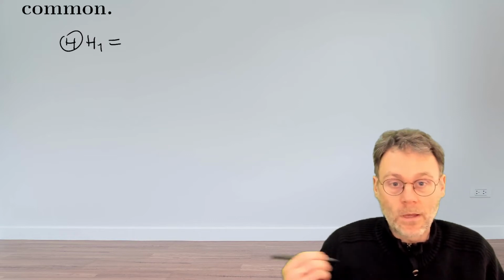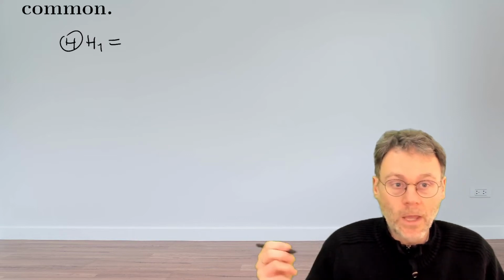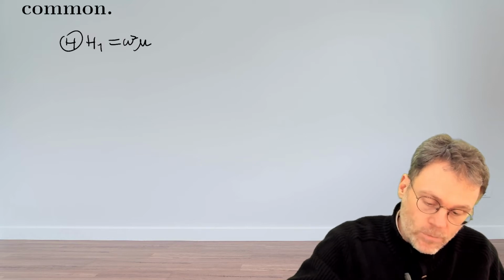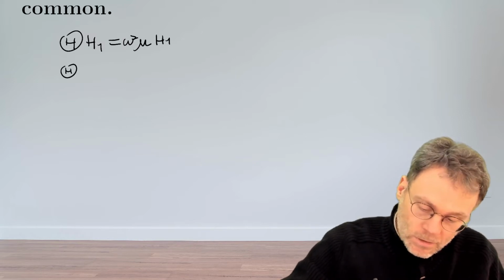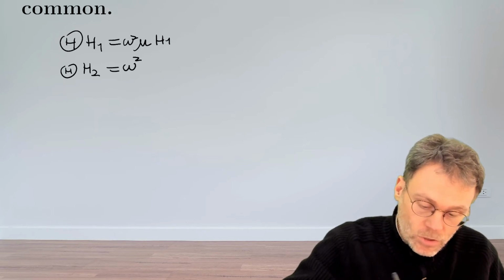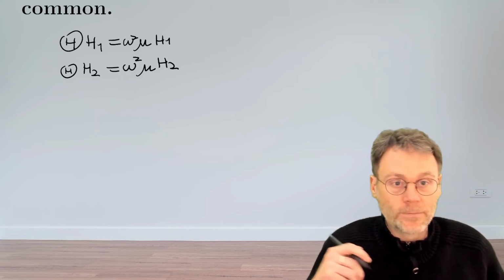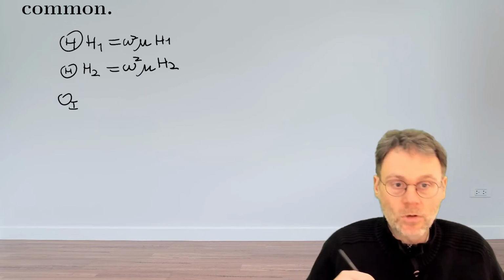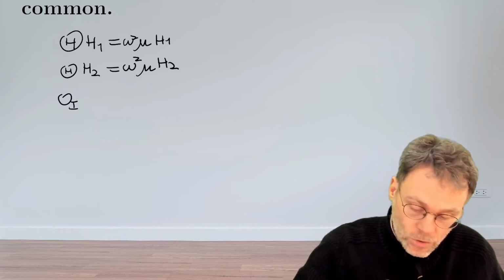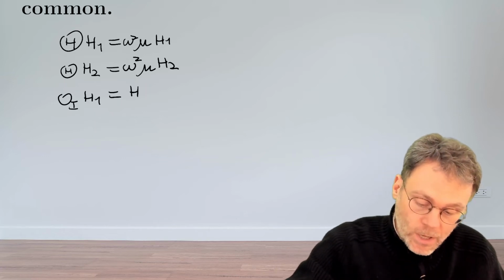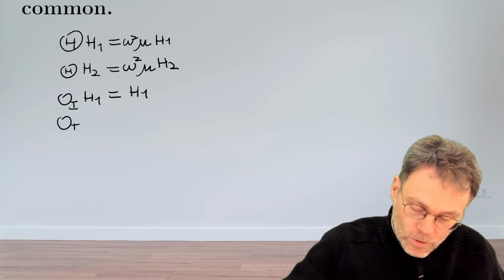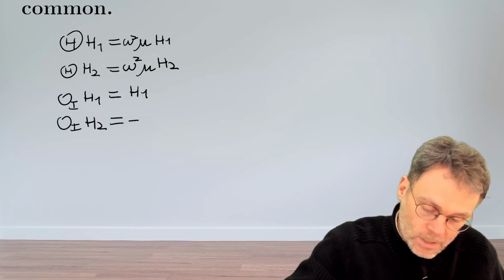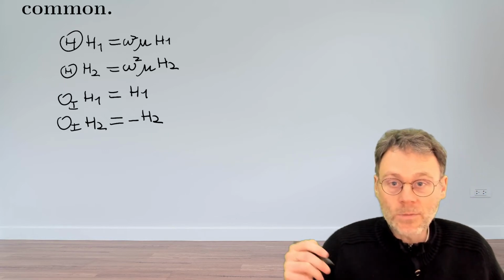So say you have two solutions to Maxwell's equations, so two eigenfunctions of the theta operator with the same eigenvalue. So let's say you have theta h1 equals omega squared mu h1, and then you have a second but different solution, a degenerate solution, which has the same eigenvalue. Let's now also assume that the first one is an even function. So if you operate with O_I, the inversion operator, on H1, you get back H1. But then for H2, you have -1 as an eigenvalue. So let's look at this particular case.